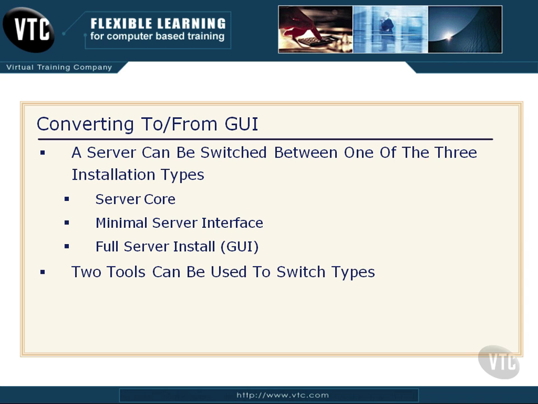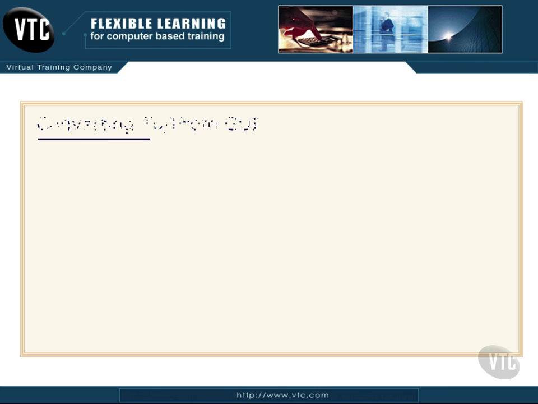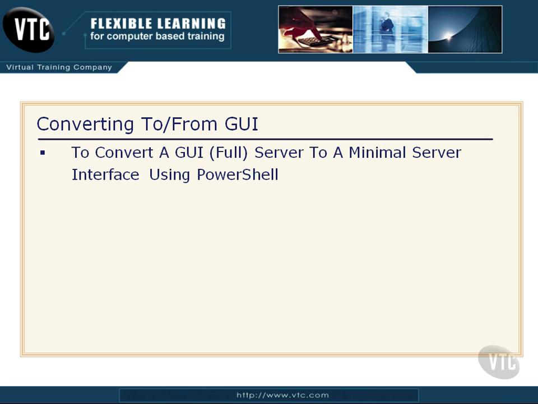Now there are two tools that we can use to switch types. We can use the Add Remove Features wizard in the Server Manager, or we can use the Windows PowerShell prompt. Now some of you may say, I've seen some of those PowerShell commands and I'm not interested in all that coding stuff. Trust me, you're going to like what you see. I'm going to show you the Windows PowerShell prompts here. Pretty neat. You could jot these down on a piece of paper, stick them up on your cubicle or whatever you're working in. Just memorize them. You can very, very quickly move back and forth.